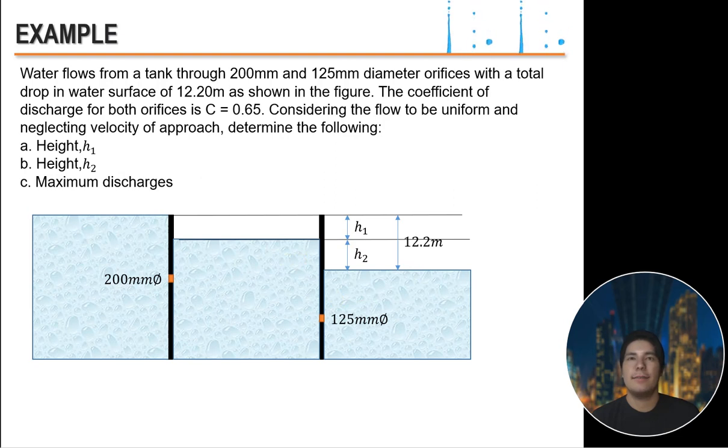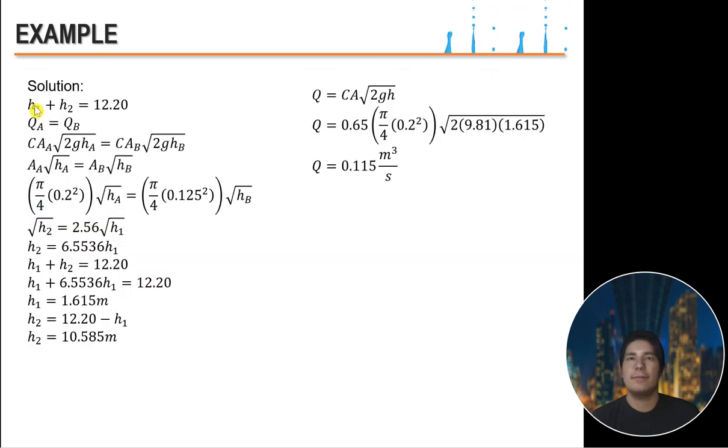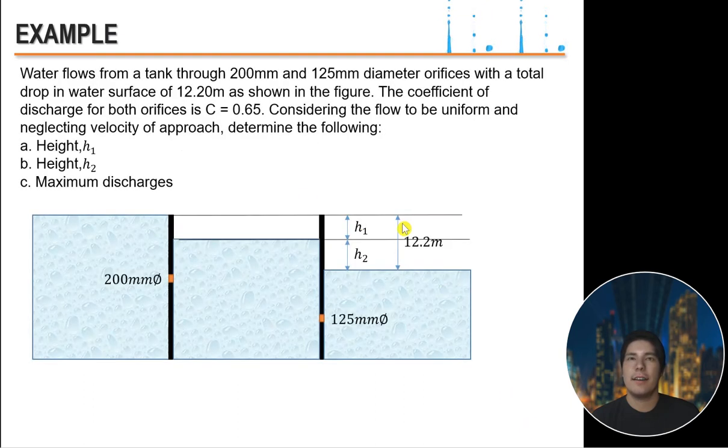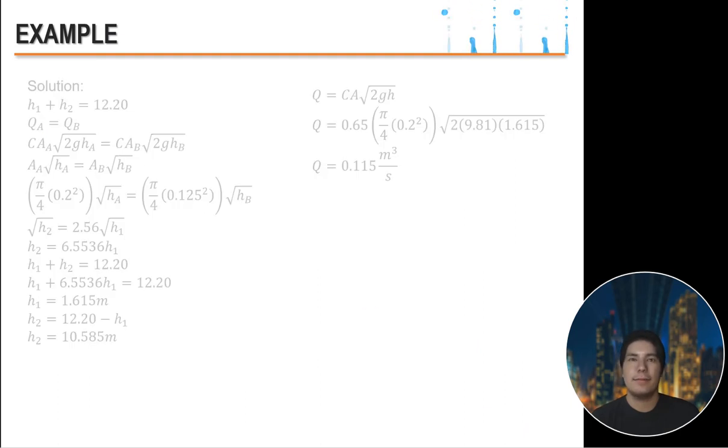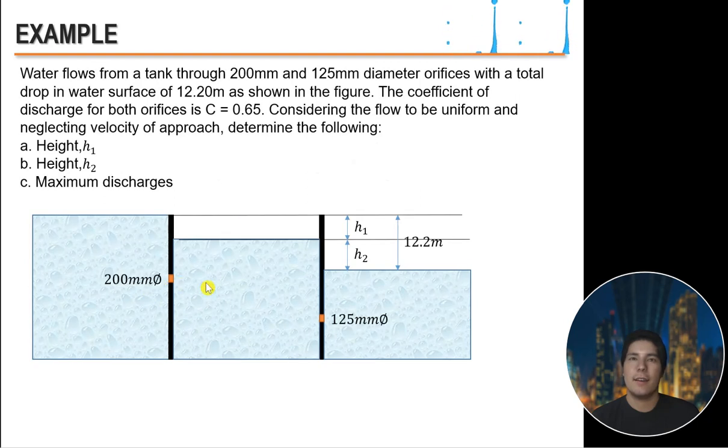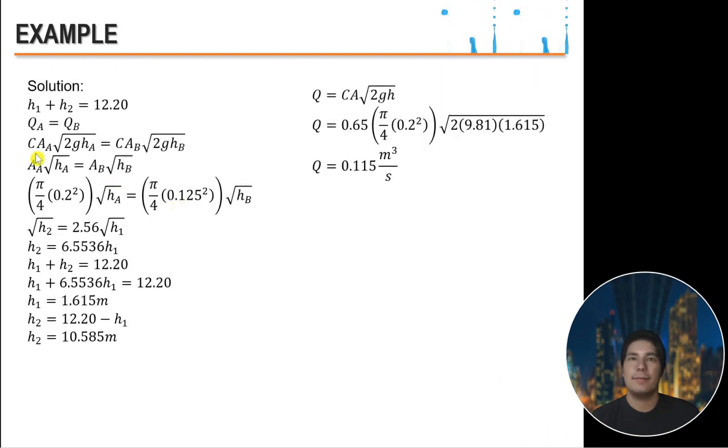To solve that, we have H1 plus H2 equal to 12.2. Makikita natin yan dito sa figure, di ba? By continuity equation, alam natin yung flow rate dito tsaka yung flow rate dito is the same. Let's say Q1 equals Q2, or QA equals QB. We know the formula for the orifice is C times area times square root of 2GH.